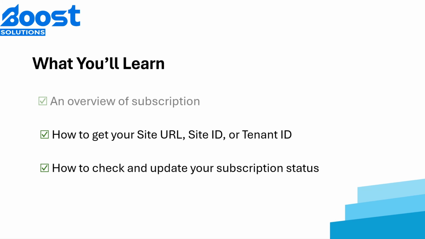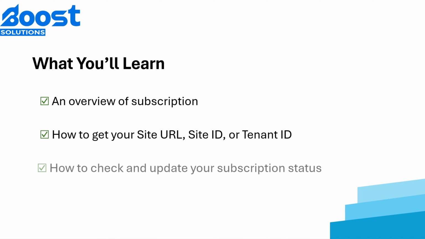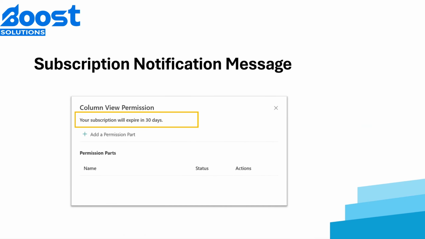An overview of subscription. How to get your site URL, site ID, or tenant ID. How to check and update your subscription status. Now, let's dive in. When you first start using the Column View Permission app, you can enjoy a 30-day trial subscription. During the trial, all features are fully functional, with no limitations.